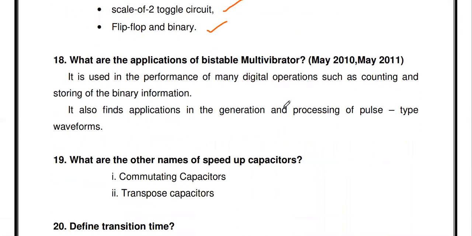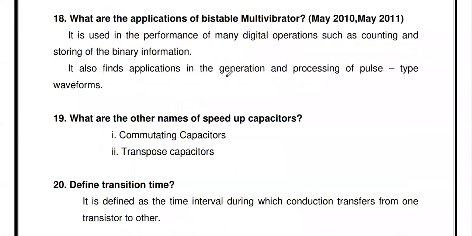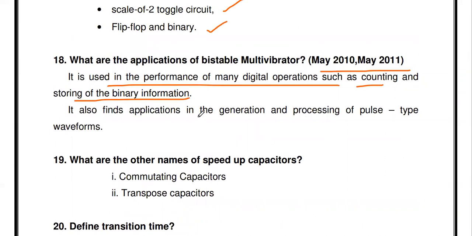Then, what are the applications of the bistable multivibrator? It's a university question, 2010 and 11. It is used in the performance of many digital operations such as counting and storing of binary information. So the bistable is used as a binary circuit; to store binary information, we can use this bistable multivibrator. It also finds application in the generation and processing of pulse type waveforms.